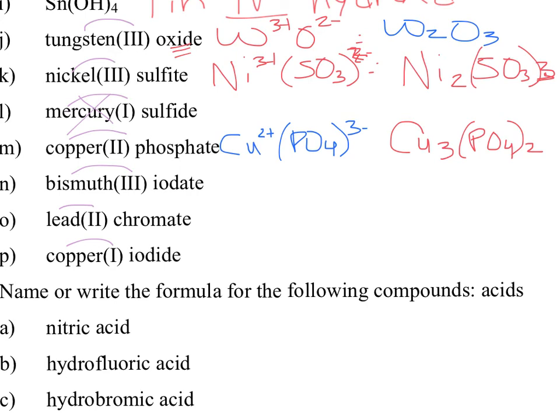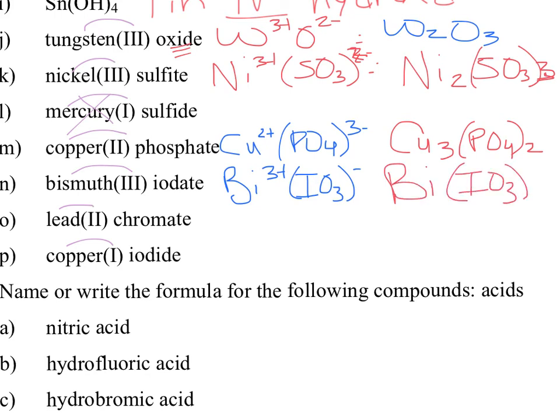Bismuth 3 iodate, so we have Bi 3+, and iodate is IO3 minus. And again, I don't think you have iodate. Like I said, I cannot remember specifically, but I'll never test you on one you don't know. But in this case, it is going to be Bi(IO3)3.